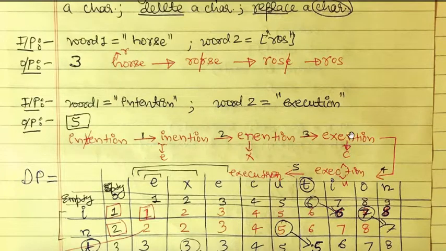Then in this step we convert the n to c, and we get exection. And in this step we insert u after c and before t. Between c and t we insert u, so it becomes execution, and we got the second word. The arrows show 5 transformations, 5 operations, and we have the output 5.